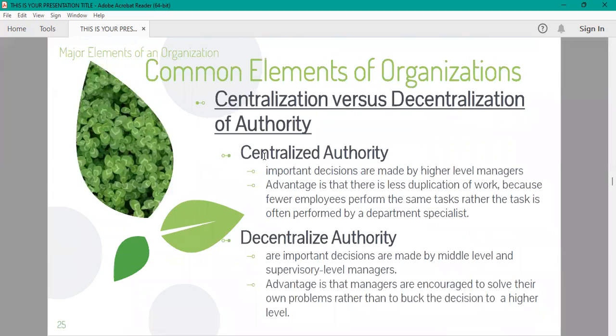And lastly, we have centralized and decentralized authority. Again, centralized isa ra ang mag-make og decision while decentralized na every manager has the right to make their own. I guess that's it.